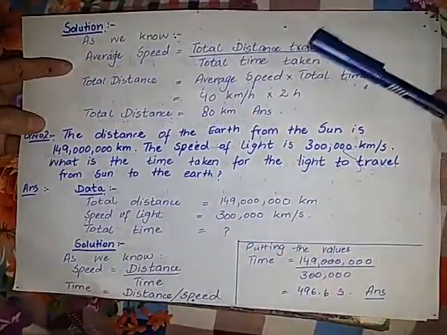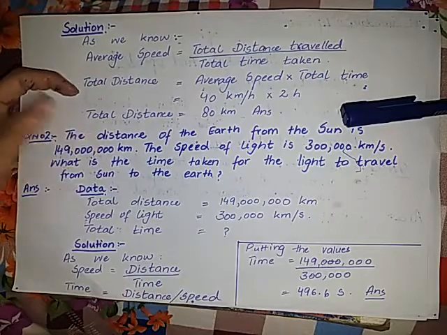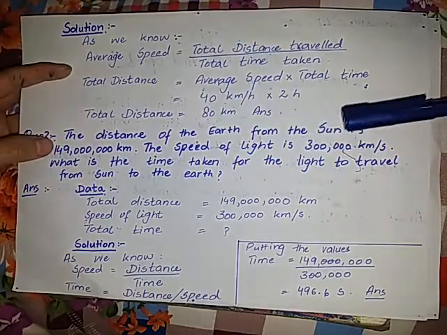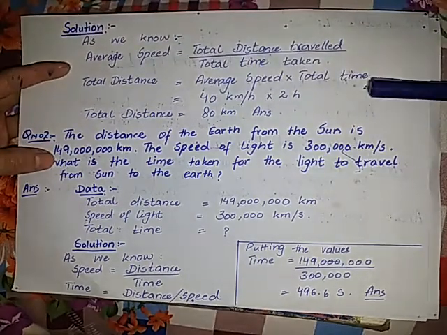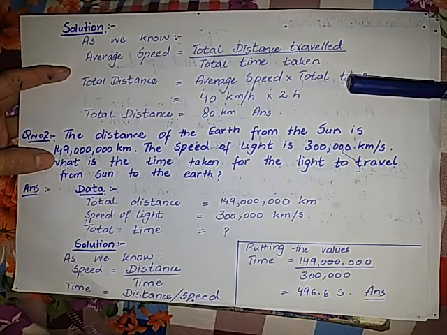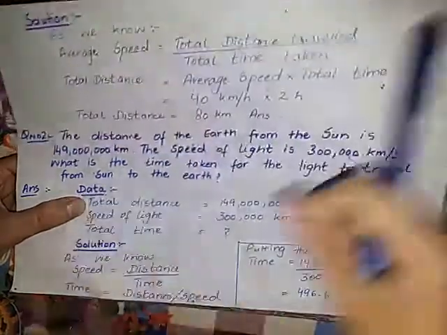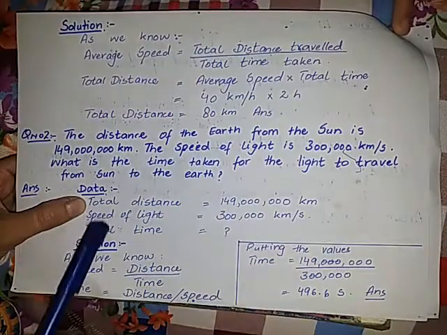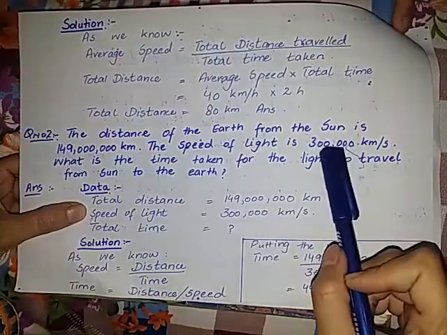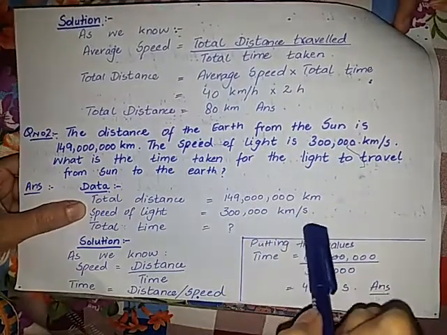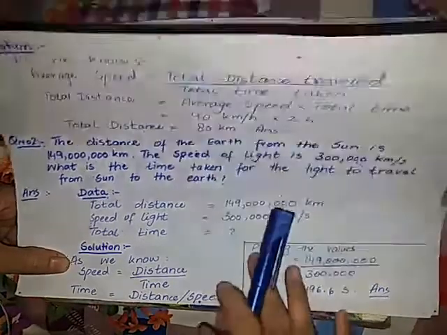Question number 2: the distance of the earth from the sun is 149,000,000 km. The speed of light is 300,000 km per second. What is the time taken for the light to travel from the sun to the earth? Students, so we have the data. First of all we will write the data. The given data is the total distance taken from the question, and the speed of light mentioned in the question, which is 300,000 km per second. Next is total time. We have to find the total time.